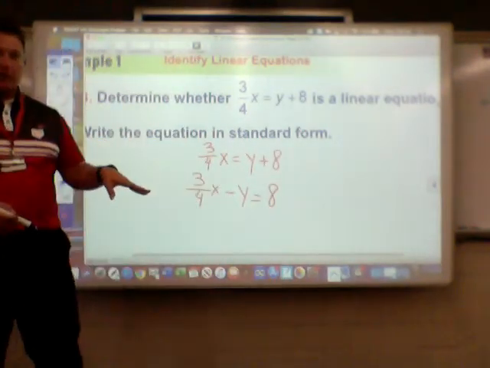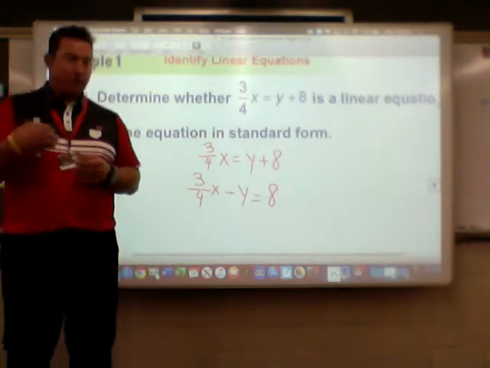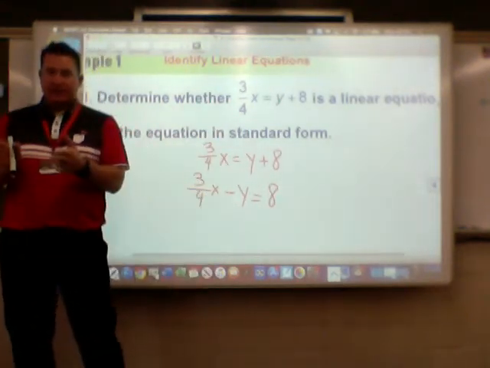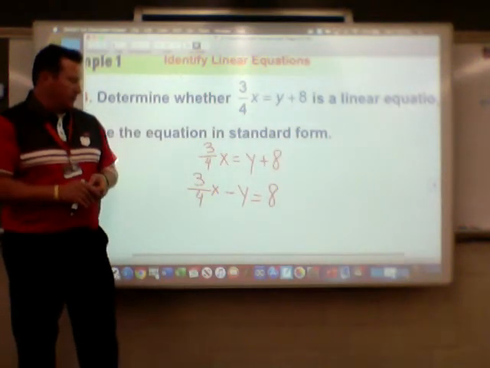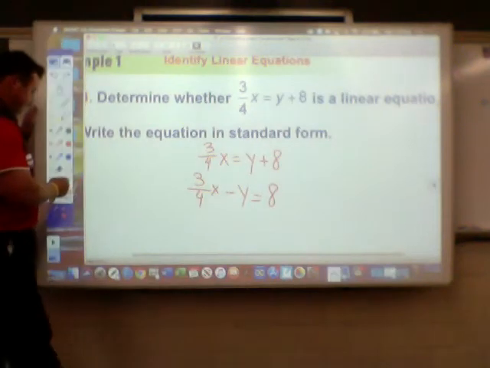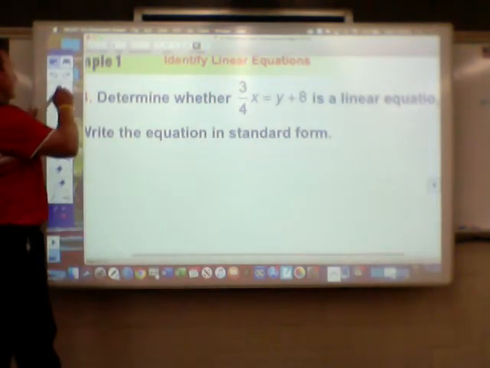Now, is this a linear equation? Sure it is, right? We've just written it in standard form. X and y are the only two things on the left-hand side. My number is the only thing on the right-hand side, right? And we're good right here, okay? Great.